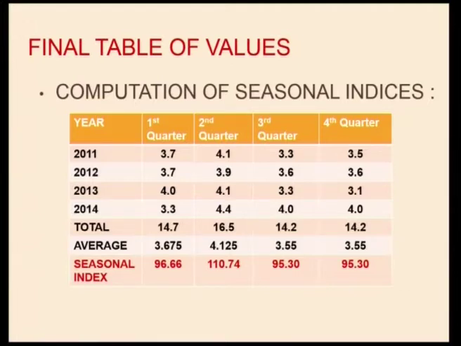You take the table of values where you are given the year, and for each quarter you are given the values. You have to compute the corresponding seasonal index for each quarter. First you take the total. For the first quarter it is 14.7, for the second quarter 16.5, for the third quarter 14.2, fourth quarter 14.2, and the indices are 96.66, second one 110.74, third one 95.30, fourth one 95.30.